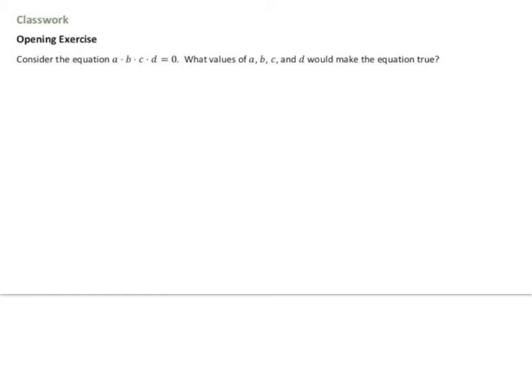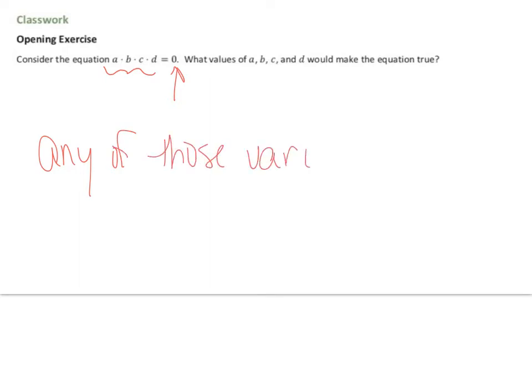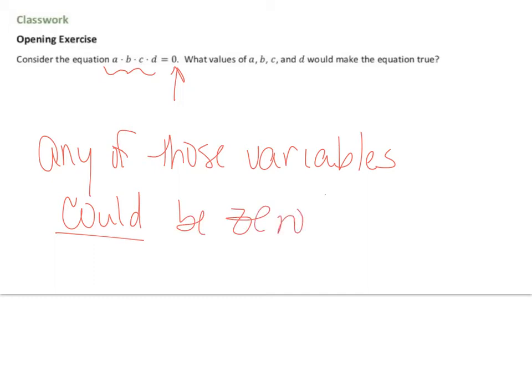So first of all, let's look at this equation. A times B times C times D equals 0. What values of A, B, C, and D would make the equation true? Well, if this multiplication equals 0, that means that any of those variables could be 0.